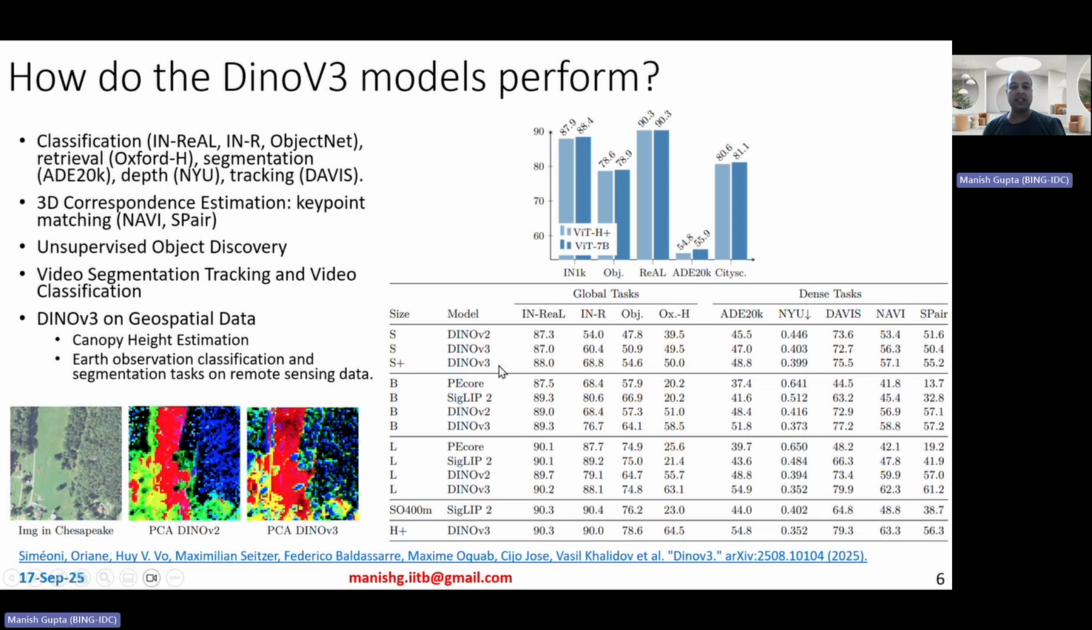So S plus is the small DinoV3 model, and then there is a base, and a large, and there is an H plus DinoV3 model, compared with other variants of the same sizes. And you can observe that at each of these sizes, DinoV3 gives you better or comparable results in terms of global tasks, but way better results for dense tasks across different model sizes and across different datasets or different tasks, right? So that's how DinoV3 performs.